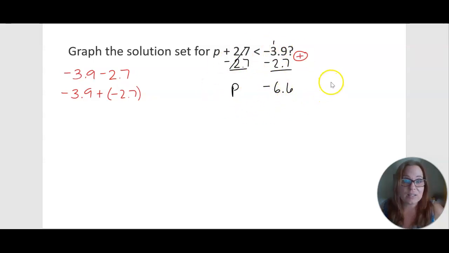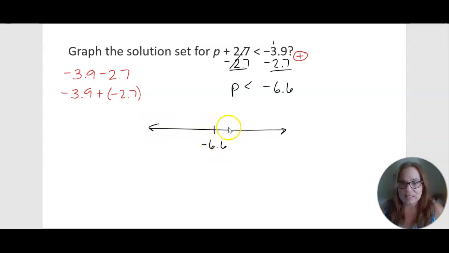I did not multiply or divide by a negative, so I do not flip the inequality. And now I graph it. Here is negative 6.6, other numbers to the right and left.